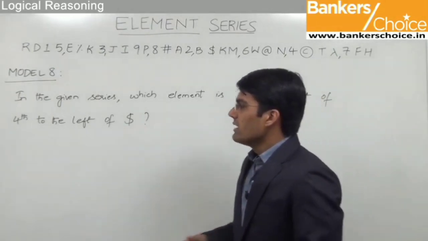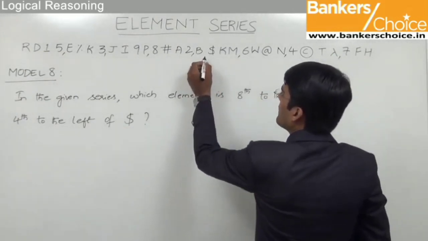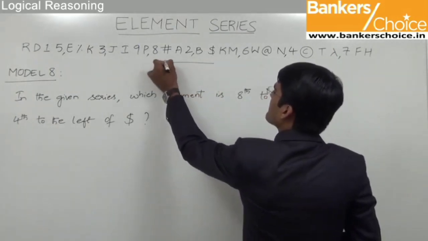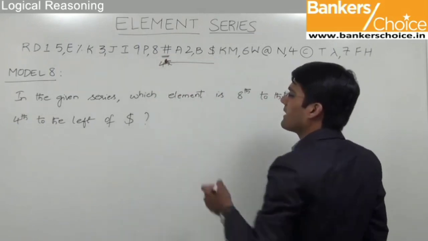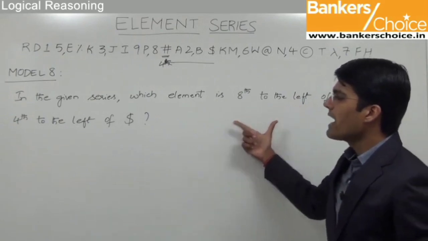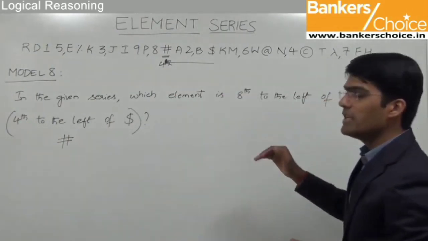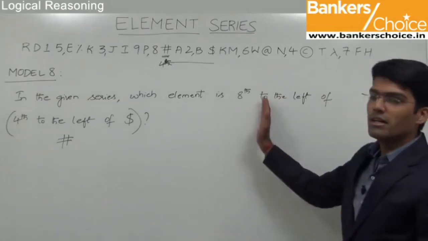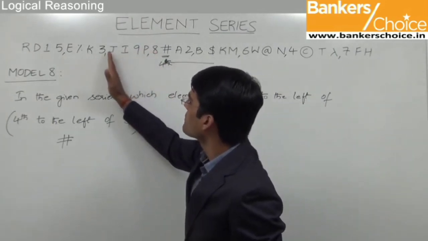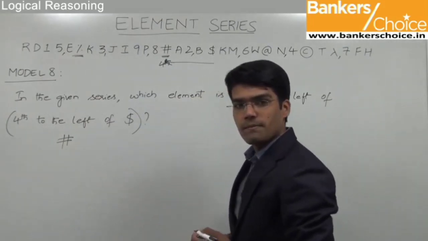Let us first find out the element which is fourth to the left of $. So fourth to the left of $ would be hash. And now the question can be read as, in the given series, which element is 8th to the left of hash, as the element which comes fourth to the left of $ is hash. So now we need to find out the element which is 8th to the left of hash. Now moving to the left of hash, the 8th element would be 1 plus 4, 5, 6, 7 and 8. So the answer here would be percentage.